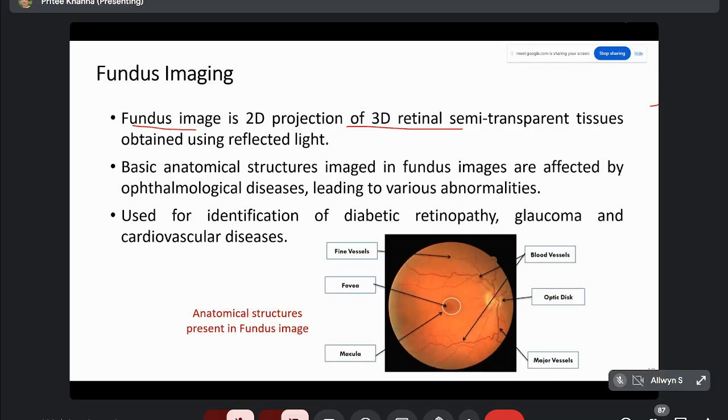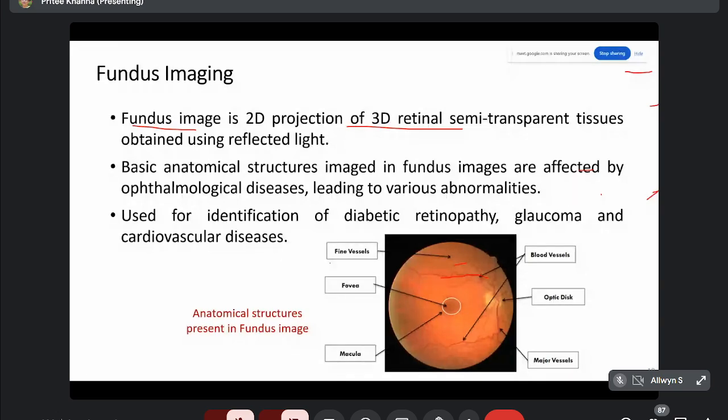Here you can see there are fine vessels. Yes, these are fine vessels, so you can see these blood vessels. Then this is called the optic disc. Then some major vessels. This is your fovea, macula. So these are basically all the structures.